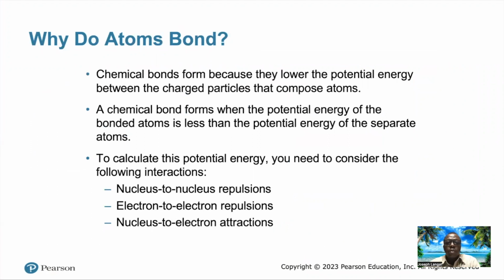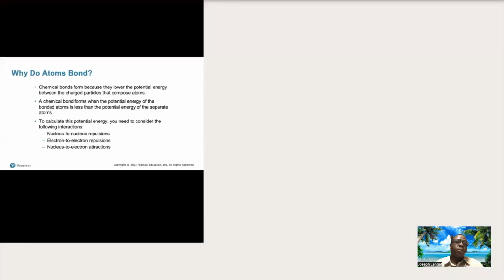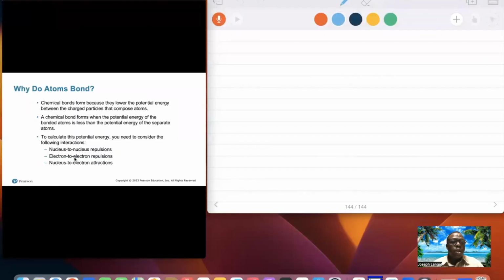Chemical bonds form because they lower the potential energy between the charged particles that compose them. Charged particles, these are the atoms. The point here is that chemical bonds are formed when the potential energy of the bonded atoms is less than the potential energy of the separated atoms, right? Remember, to calculate this energy, you need to consider the interaction between nucleus to nucleus repulsion. What this means is we need to factor in this nucleus to nucleus interaction.